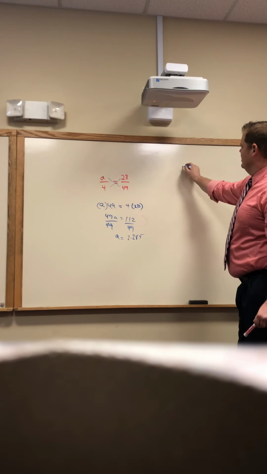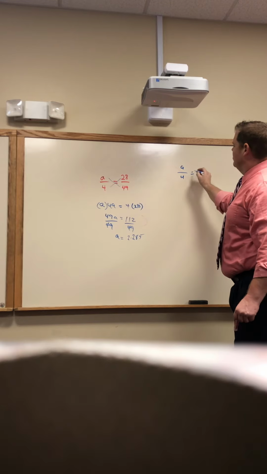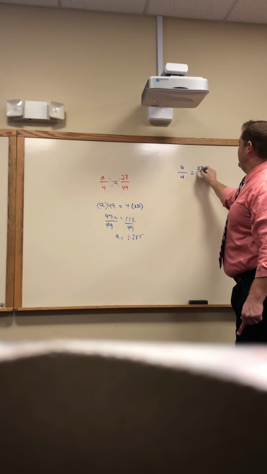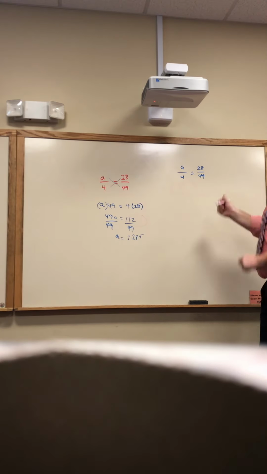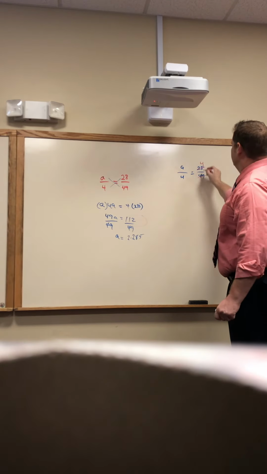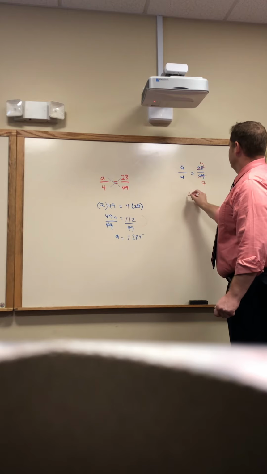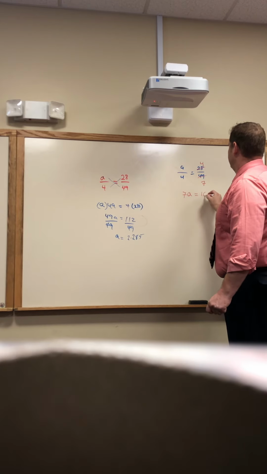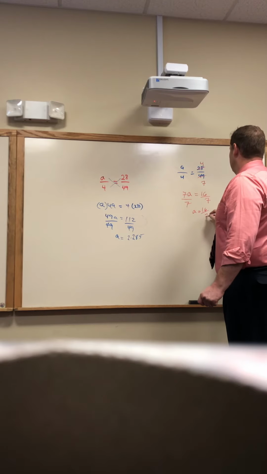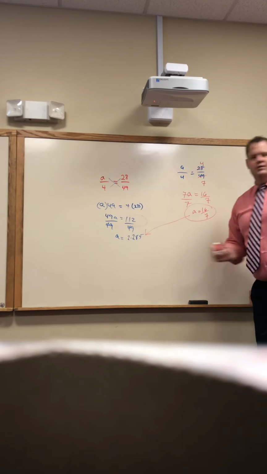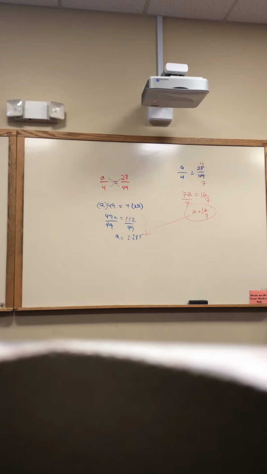No. So watch carefully. A over 4 equals 28 over 49. So here's how I would do it because I'm going to get mine in a fraction quick. 7 goes into both of these, so 4 over 7. So it's 7A equals 16. Divide by 7, divide by 7. A equals 16 over 7. Okay? But there's how you would solve.